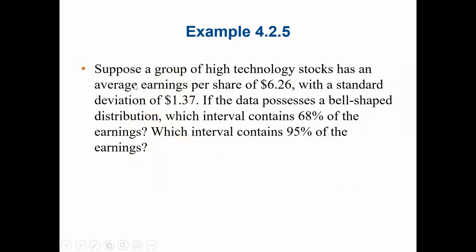So let's see an example here. Suppose a group of high technology stocks has an average earnings per share of $6.26 with a standard deviation of 1.37. Now, if the data possess a bell shaped distribution, which interval contains 68% of the earnings, and which interval contains 95% of the earnings? The key point is that the distribution of the data is bell shaped or normal. So we know 68% is one standard deviation, and 95% will be two standard deviations.